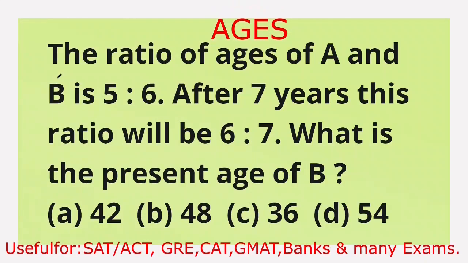Our question is, the ratio of ages of A and B is 5:6. After 7 years, this ratio will be 6:7. What is the present age of B? The given options are option A 42, option B 48, option C 36, option D 54.